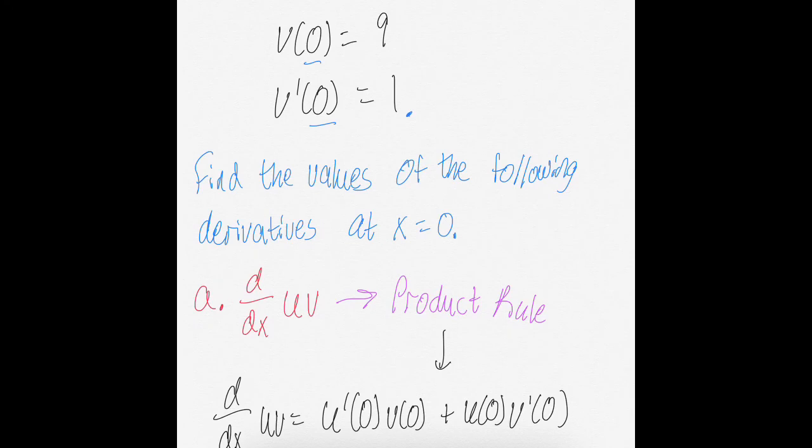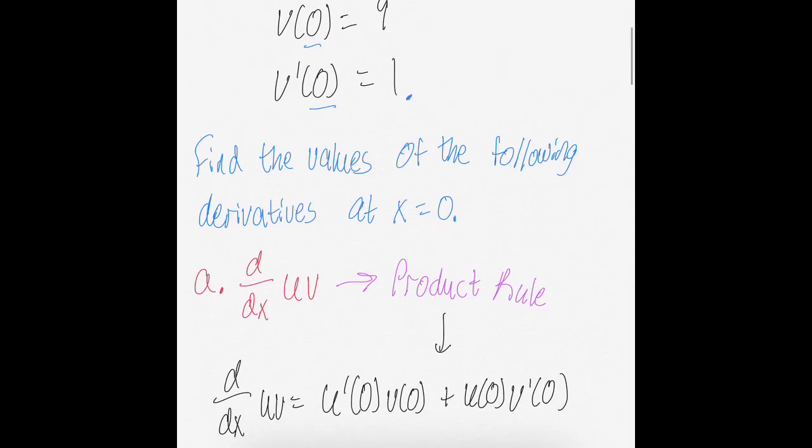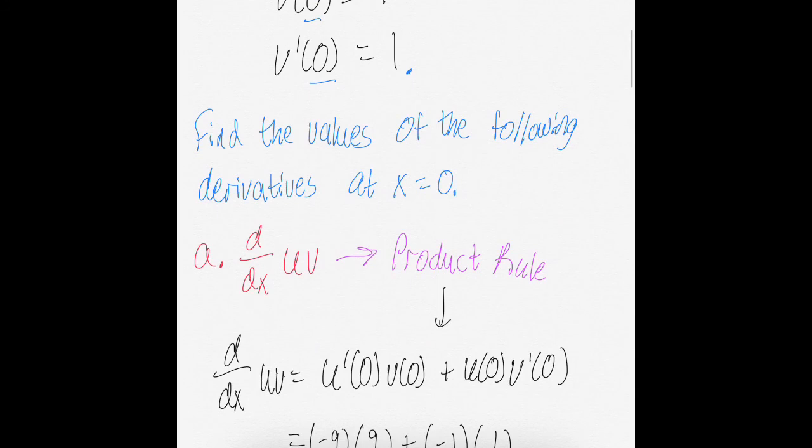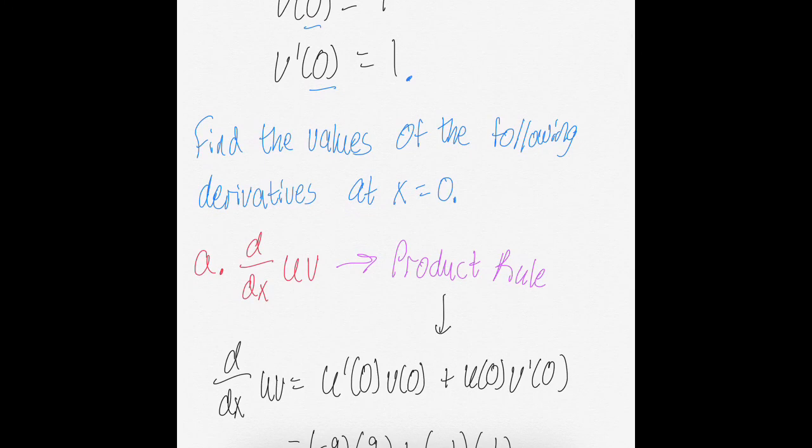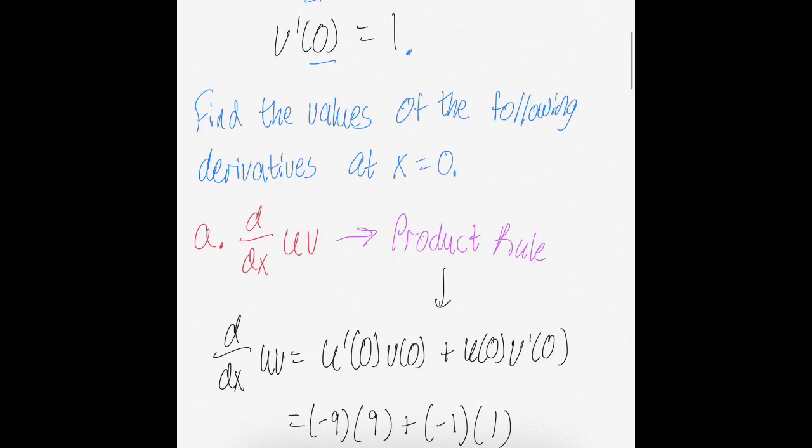So the product rule tells us that the derivative of uv is going to be u prime of 0 times v of 0. So we're going to take the derivative of one and leave the other one alone. Plus, now we're going to leave u alone and take the derivative of v. Okay? Now again, you might say, well, I don't know what v prime is. Heck, I don't even know what v is. But thankfully, we don't need to know v prime as a function. We just need to know its value at this one particular point.